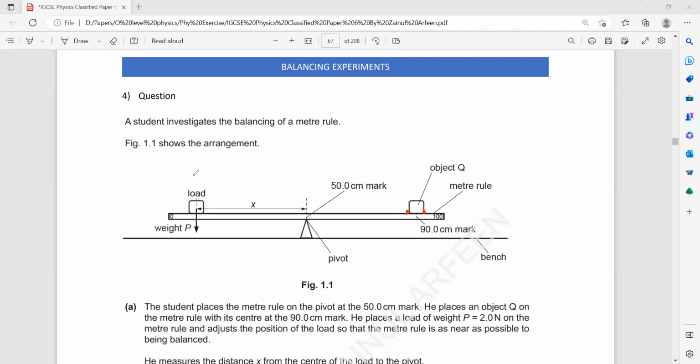If I say load Q is placed, for example, at the 20 centimeter mark, how will you show that the center of load Q is at 20 centimeters? So what you will do, you will measure the distance before and after. Like this is 19, this is 21. So the average should be 20. Is it clear? Yes, cool.